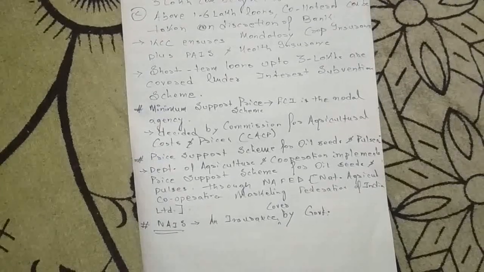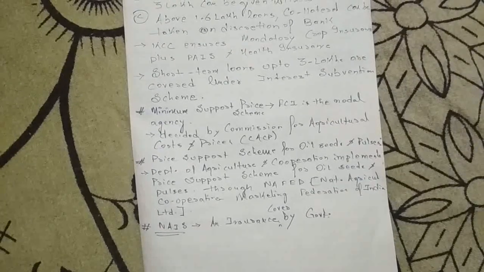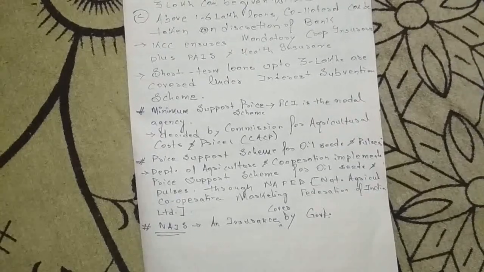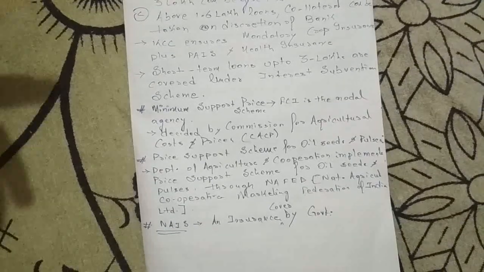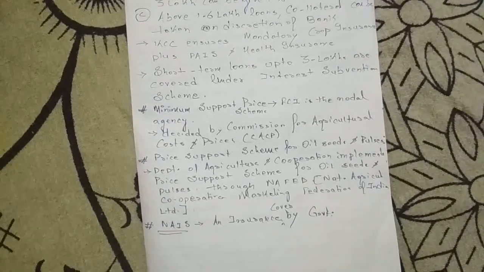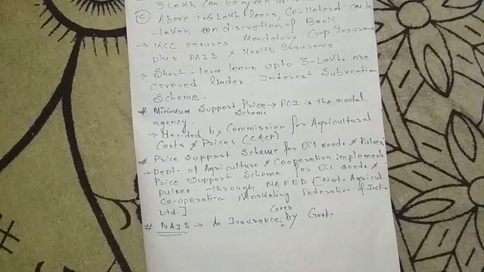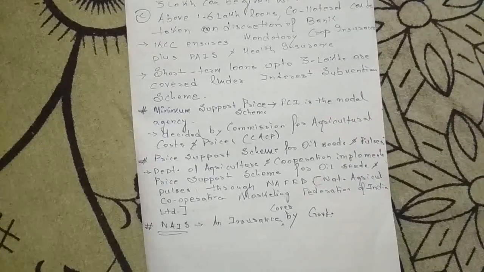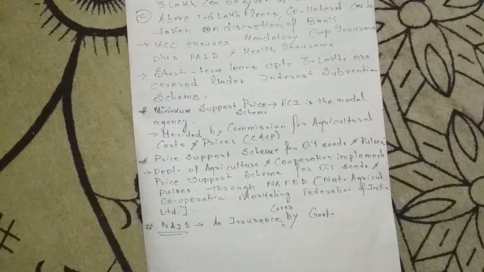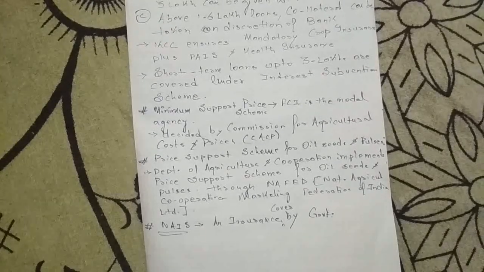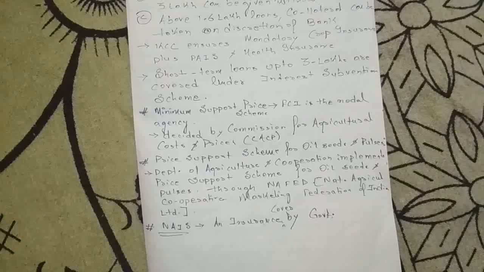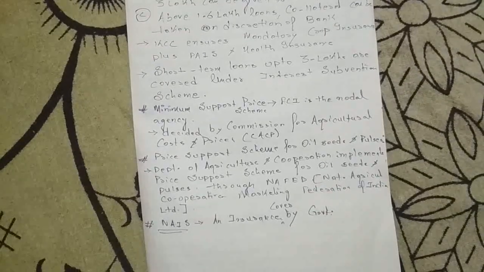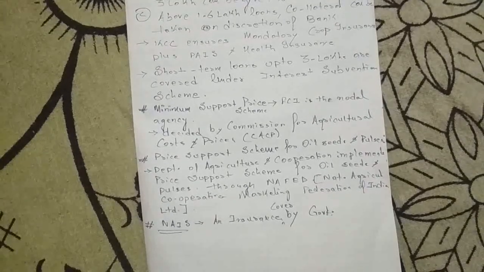Now, the price support scheme is similar to the minimum support price, but it's for oil seeds and pulses. And the minimum support price is for food or the other materials as given. Now, these price support mechanisms are under the nodal agency NAFED, but the minimum support price is under the nodal agency of the Food Corporation of India. Next, the NIAS scheme.